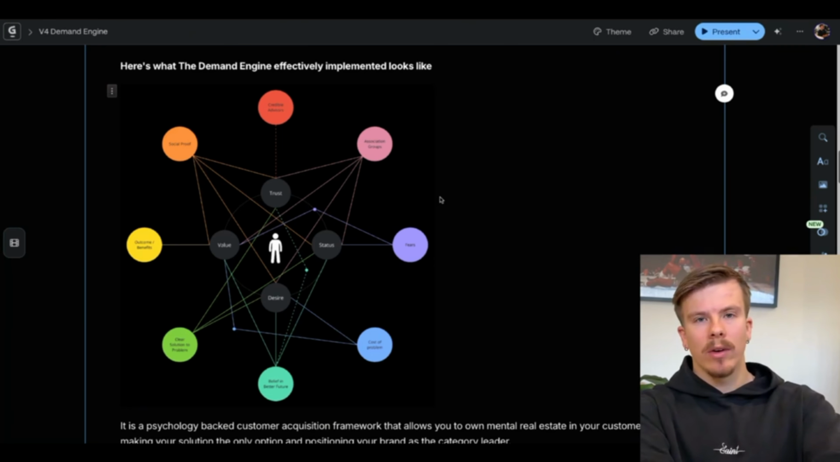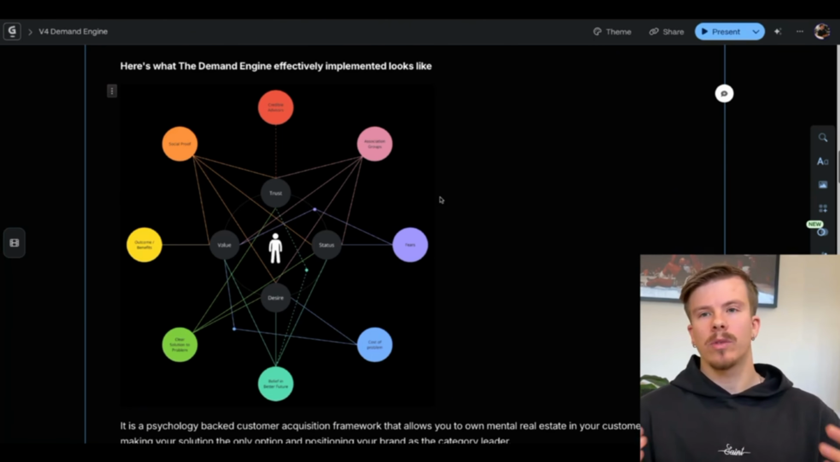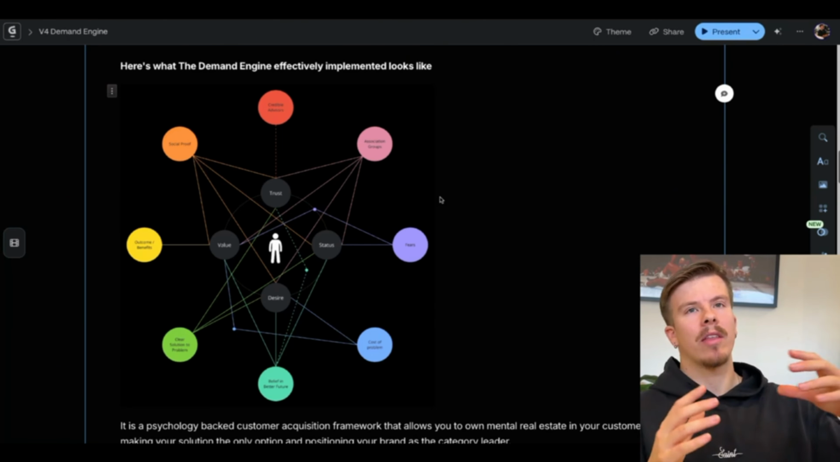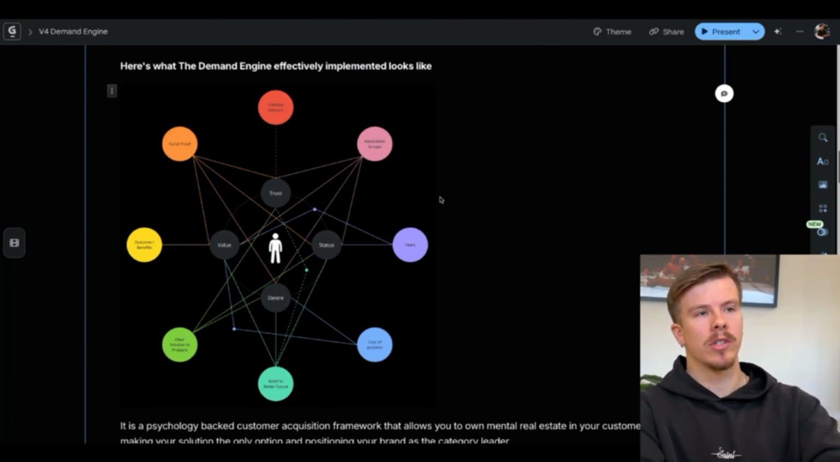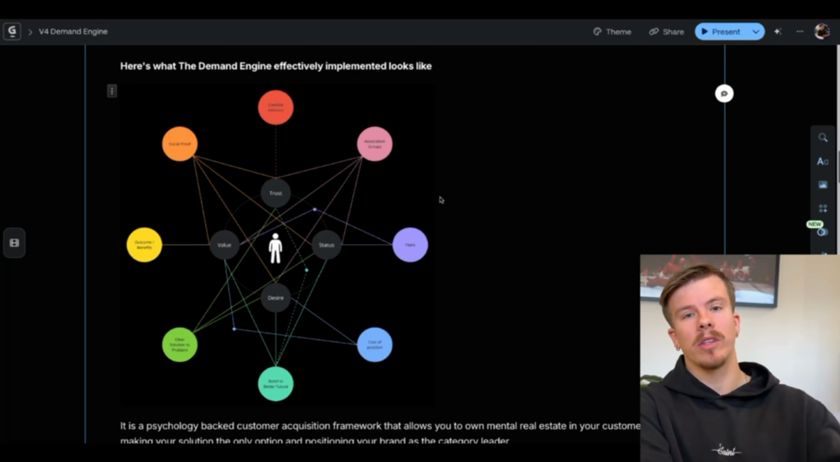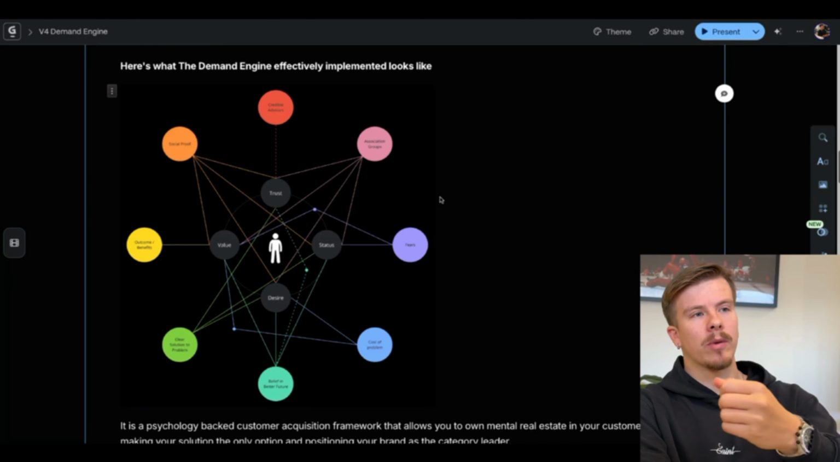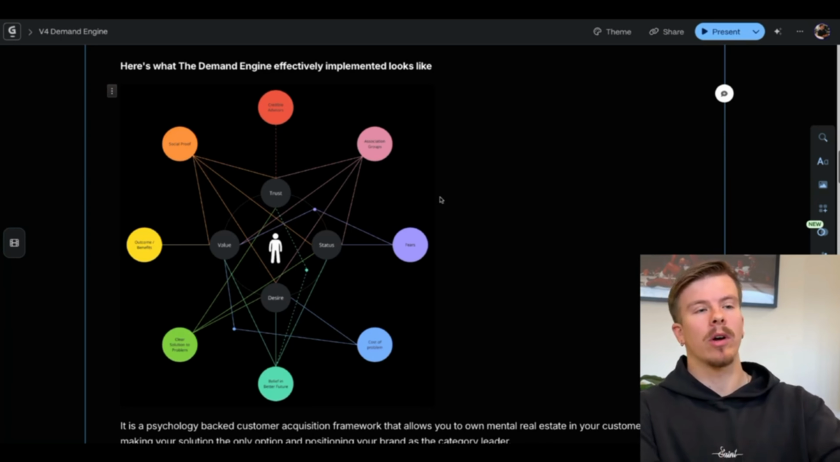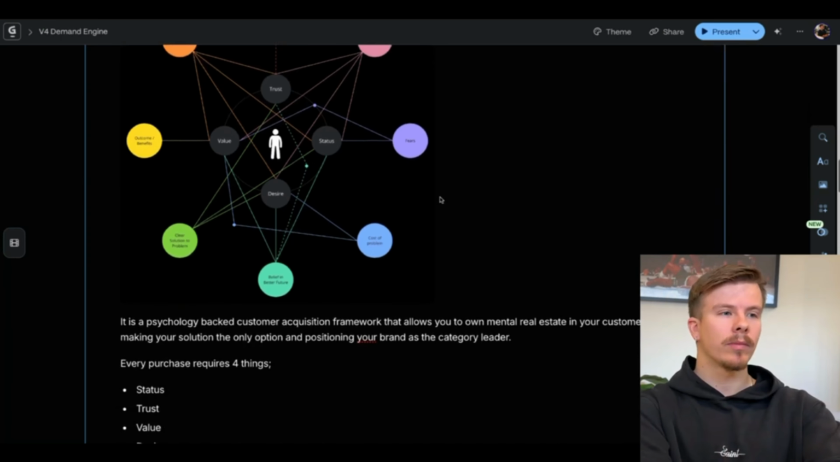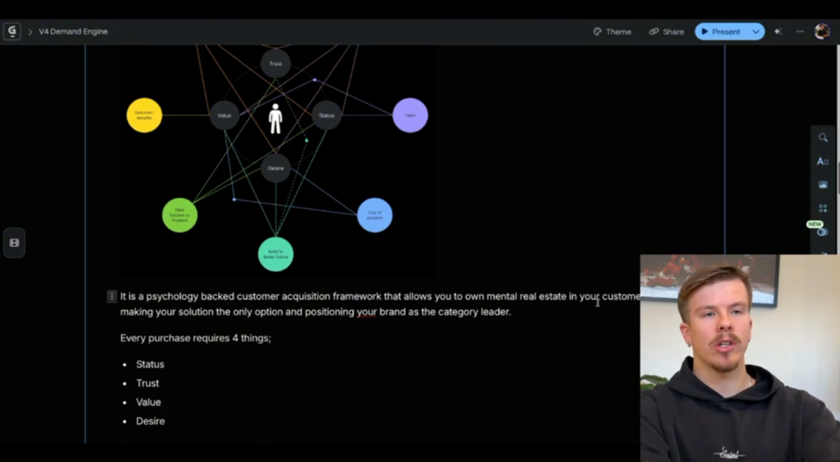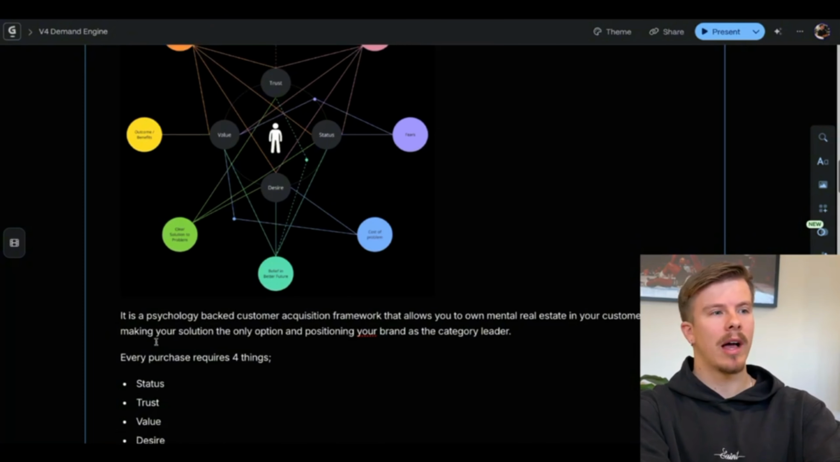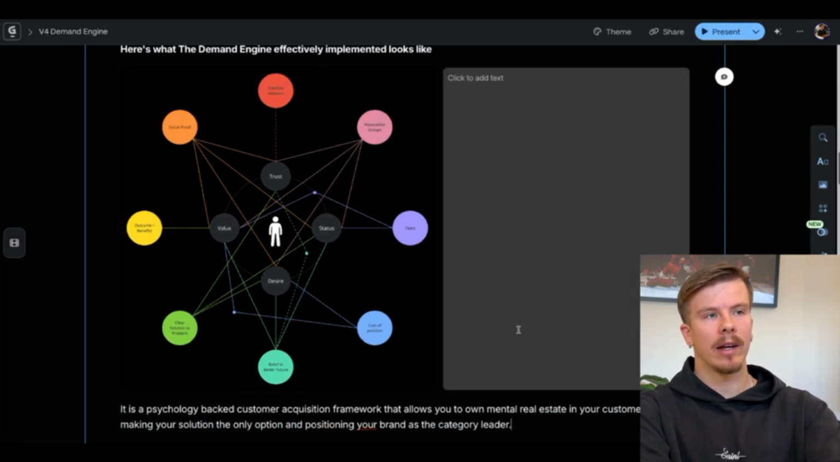But how do we create those? It's one thing to know that that's what a purchase requires, but how do we create that through our marketing material, through our customer journey, and through our marketing ecosystem so that a customer can feel the tangible perceived value, and ultimately scale our customer acquisition and get those customers at a much lower cost than you currently are? It's a psychology-backed customer acquisition framework that allows you to own mental real estate in your customer's life, making your solution the only option and positioning your brand as the category leader.